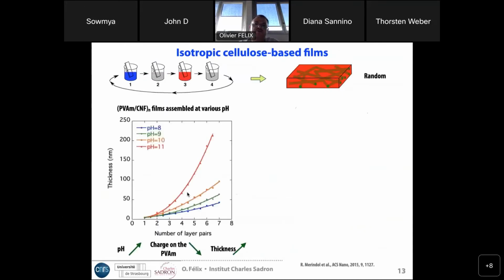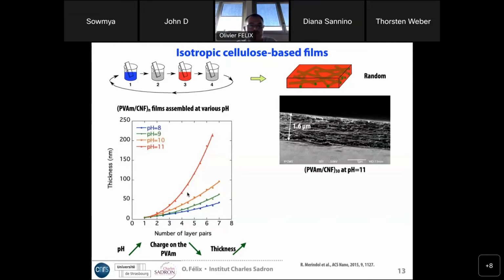That means if you combine the CNF, that means the cellulose nanofibrils, and the polyvinylamine, you can vary the pH. On this graph, you see the variation of the film thickness as a function of the number of layers and as a function of the pH of the polyvinylamine, because it's a weak polyelectrolyte. That means depending on the pH, you will change the degree of protonation. And you see that when you increase the pH from 8 to 11, you will increase the growth rate for your film. That means you will get thicker films at pH 11 than at pH 8.